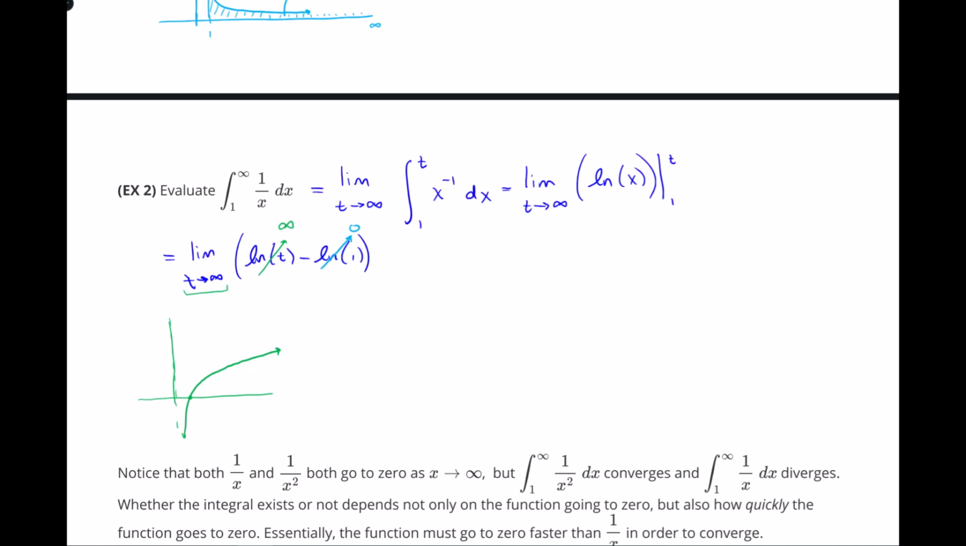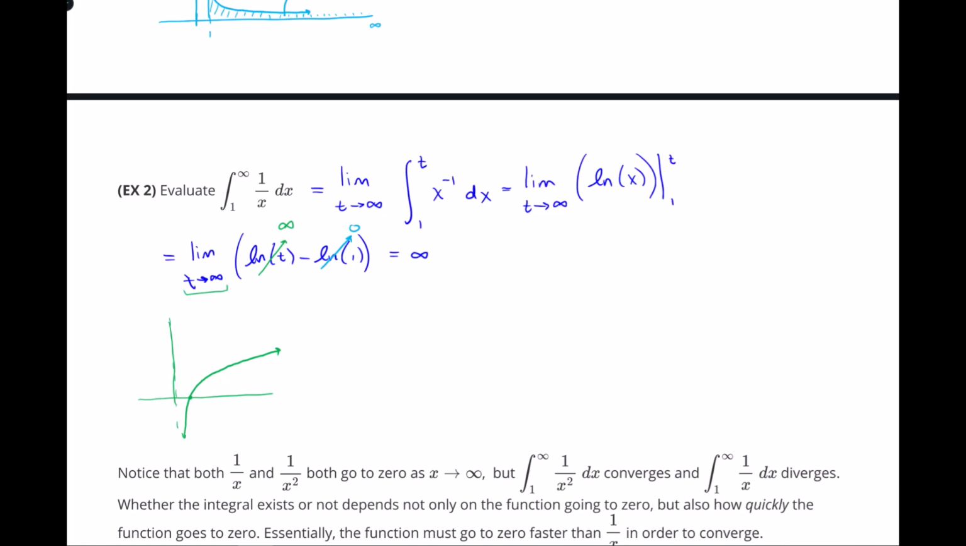So the value of this function as t goes to infinity is infinite, which means the value of the limit is infinite, because infinity minus 0 is still infinity. So that means that this function, its integral diverges.